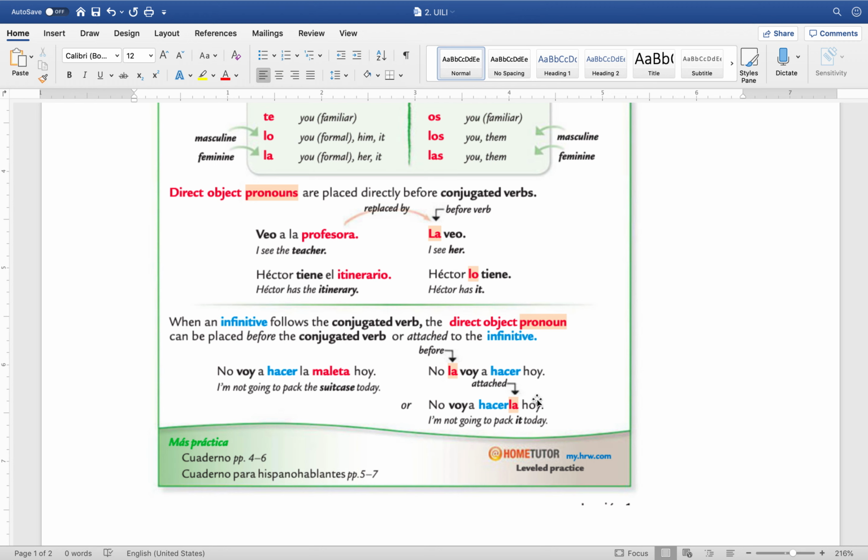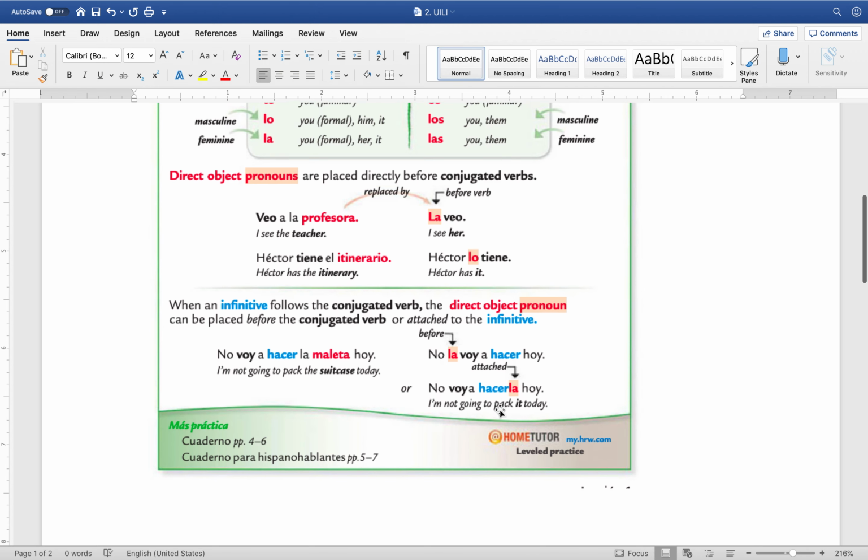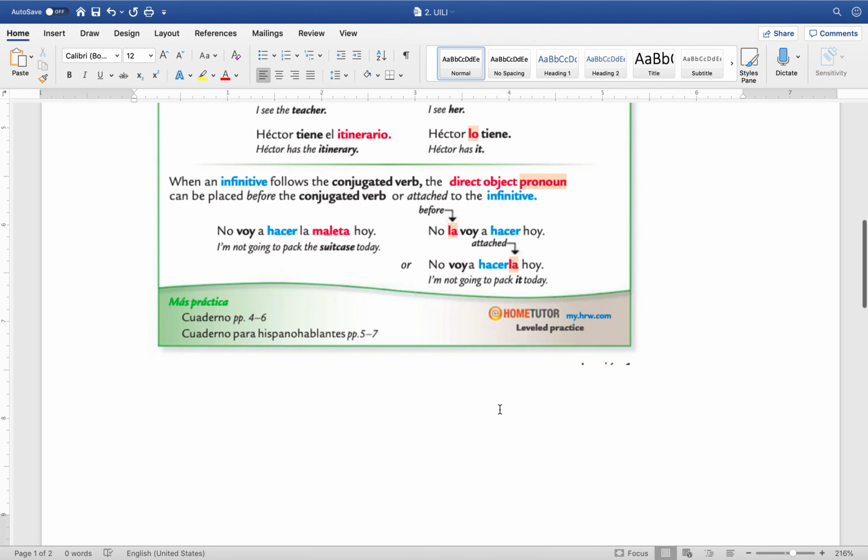Both make sense, but you cannot have "la" here and "la" here. That won't make sense. And again, you only do this when you attach it to the second verb, when there are two verbs involved, not when it's one. Because if you do this when it's one verb involved, you're not making sense, okay? All right, so that was direct object pronoun.